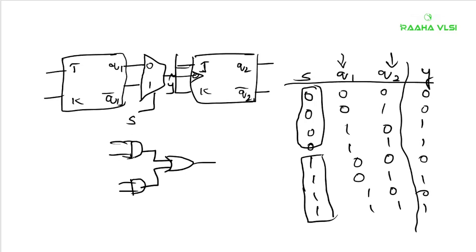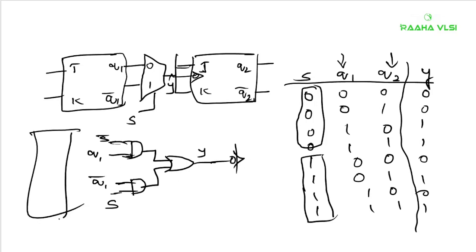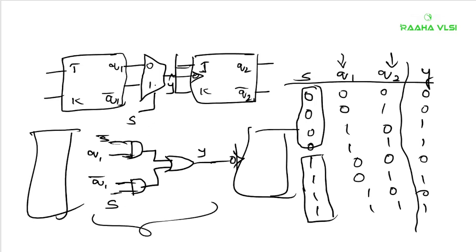Now for this particular input, you can connect your Q1, and for this particular input, you can connect Q1 bar. For this you can give S, and for this you can give S bar, or anything, it is fine. And this will be your Y, which you will connect as a clock signal to the next flip-flop. Between your first flip-flop and your second flip-flop, you can have this as your combinational circuit.